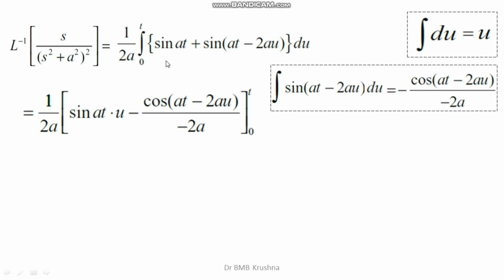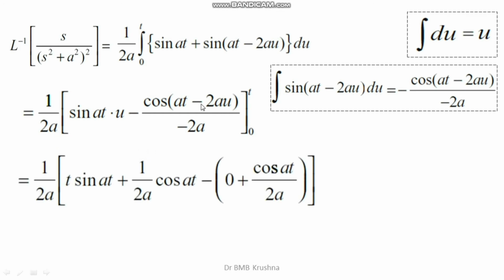The integral of sin(at − 2au) is already estimated: that is negative cos(at − 2au) by −2a, and consider the limits between 0 and t for u. 1 by 2a, wherever we have u, that u is replaced with t. The first term, u became t: sin at, negative of negative is positive, 1 by 2a cos(at − 2at), that is only cos at.